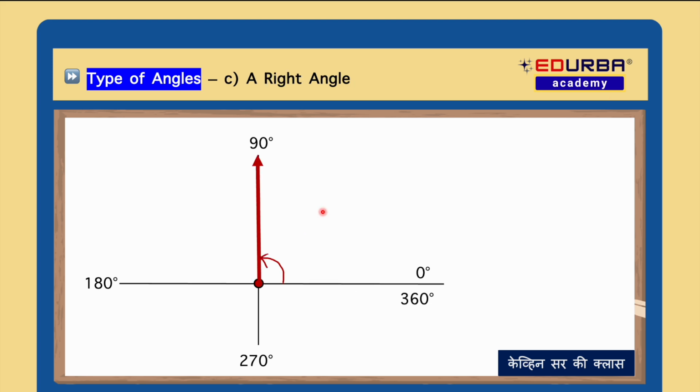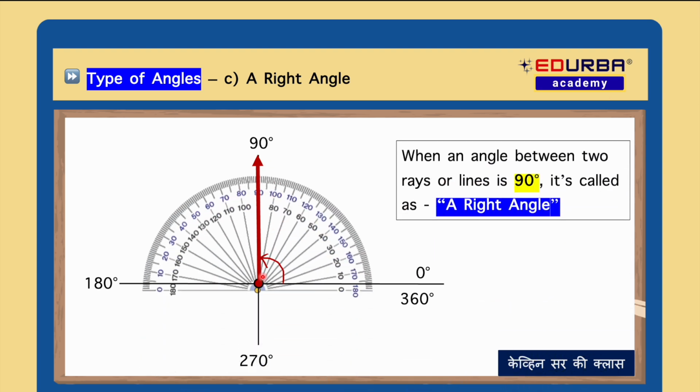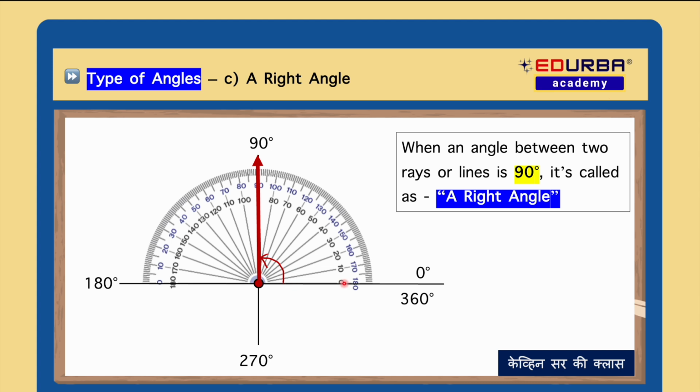The third type of angle is called a right angle, which means a perfect 90-degree angle. So as you see on the protractor, this angle starts from 0 and measures perfectly 90 degrees. So when an angle between two rays or lines is 90 degrees, it is called a right angle.